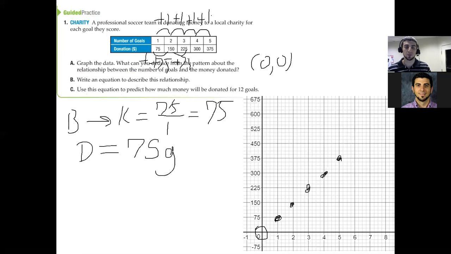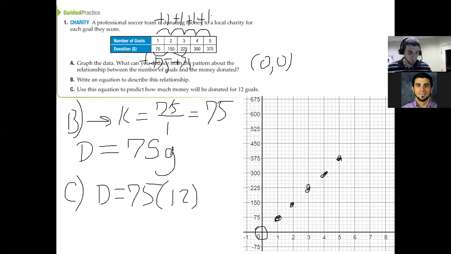All right, use this equation to predict how much money will be donated for 12 goals. This is problem B right here. That'd be pretty cool if they got 12 goals in one game. So d equals 75 times 12, which is 900. So they would donate $900. Don't forget the units on the answer because it's in the context of a situation. They would donate $900 for scoring 12 goals.